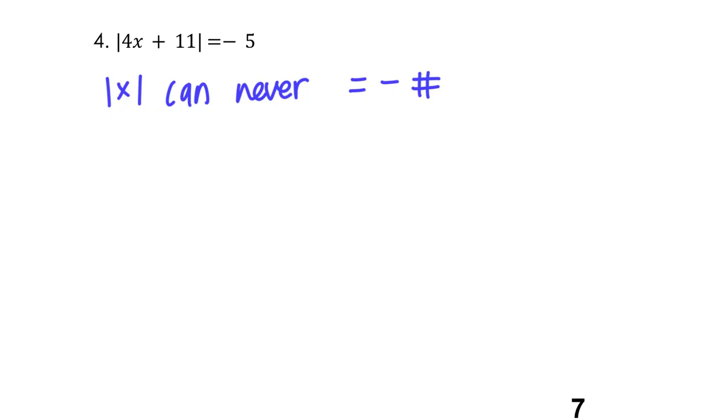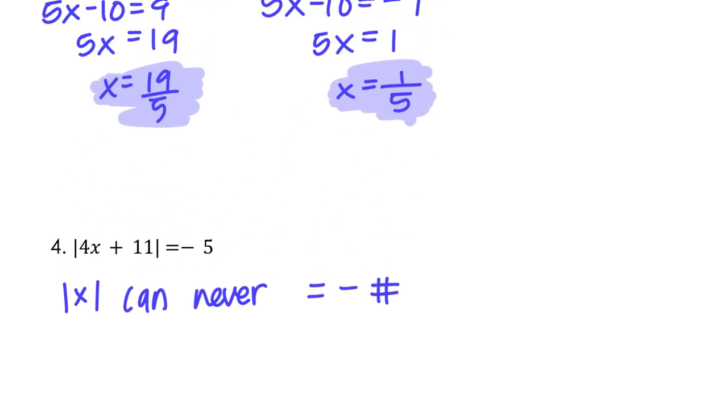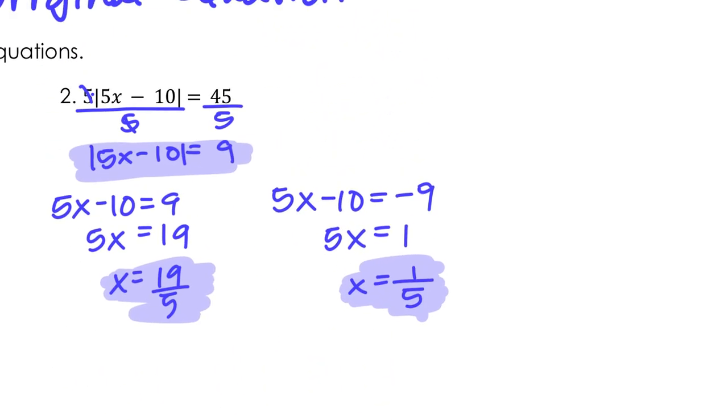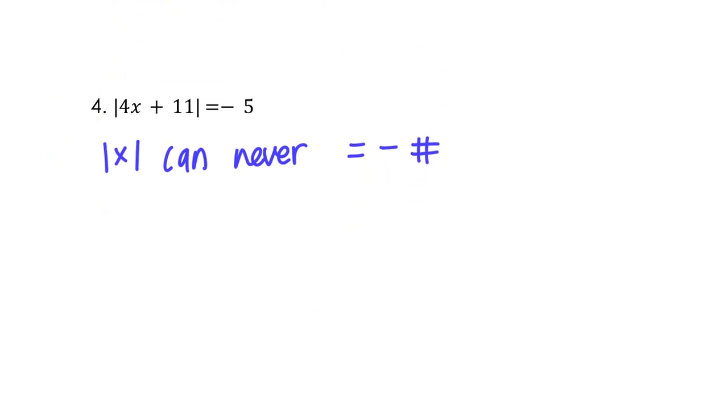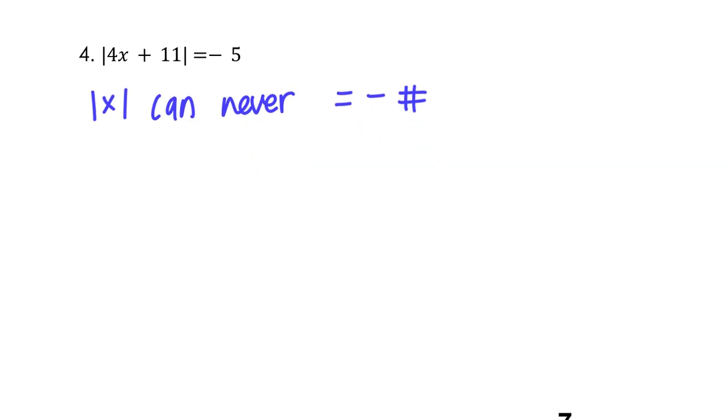Now, with that being said, if there are things around the absolute value that need to be moved, like there was in number 2 with that 5, and after those things are moved and the absolute value is isolated, it's positive, then you can continue your problem. But if the absolute value is isolated and it equals a negative number, our answer is no solution.